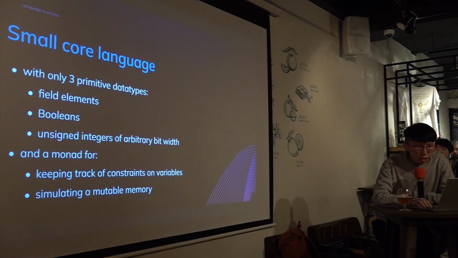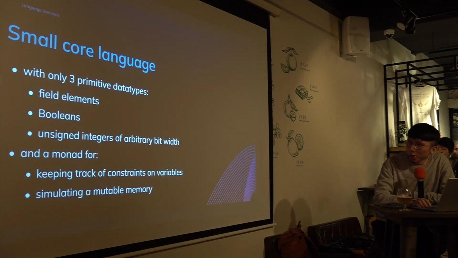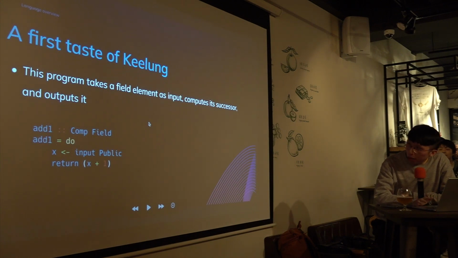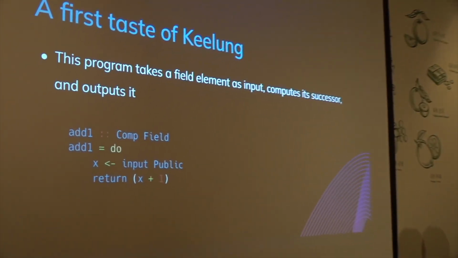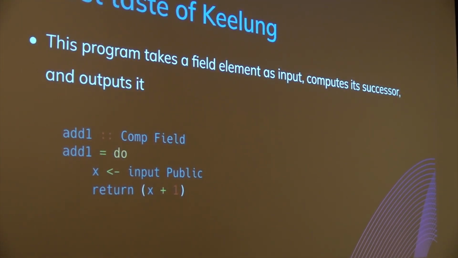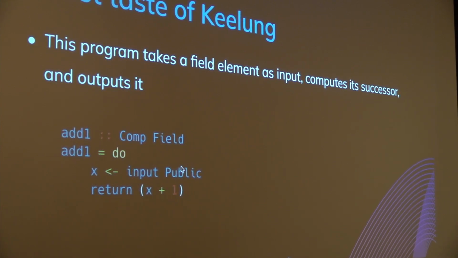And because we are now at a functional programming language meetup, I'm free to put this monad word on the slides. So it also comes with a monad or a context for keeping track of constraints of variables, and also we have a fake heap memory. Yeah. And so let's look at the first Keelung program. What this program does is that it takes a public input and returns its successor.